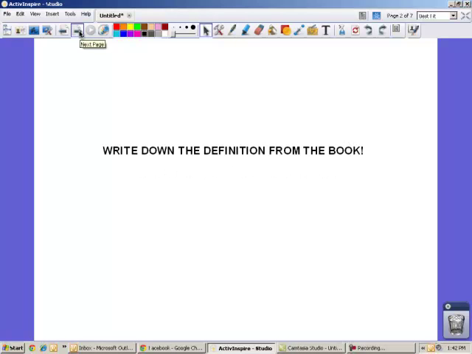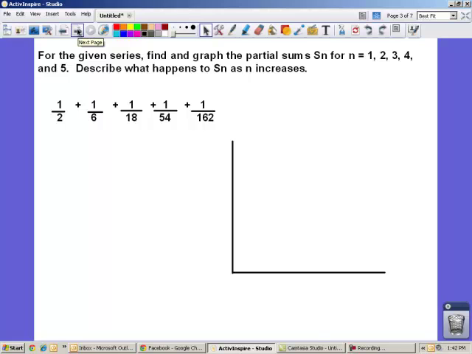7.4, make sure that you write down the definition from your book. There is only one. And the first problem you're going to see is, for the given series, find and graph the partial sum Sn for n equals 1, 2, 3, 4, and 5. And they give you those. Here's where n is 1, 2, 3, 4, and 5. And all we have to do is pretty much graph them.